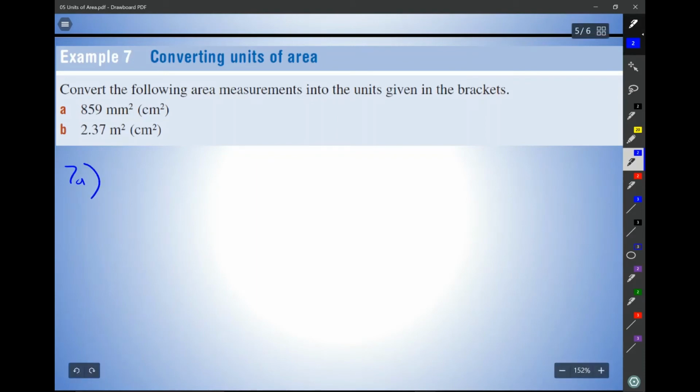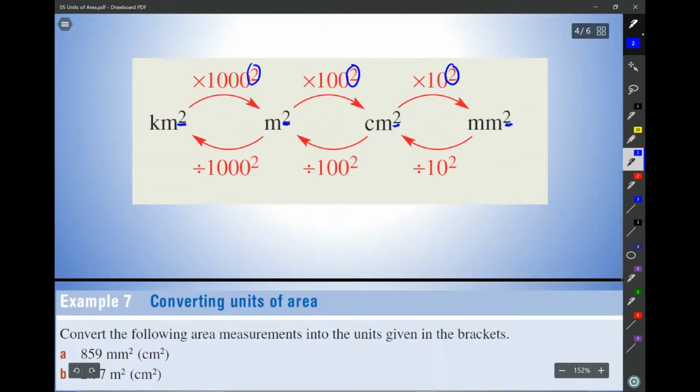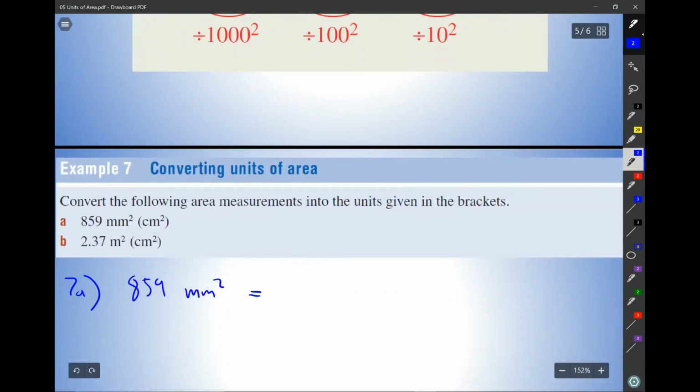Example 7a. 859 millimeters squared, and we want to convert into centimeters. So we're going from millimeters into centimeters. So we're dividing by 10 squared. So that is going to be 8.59 centimeters squared.